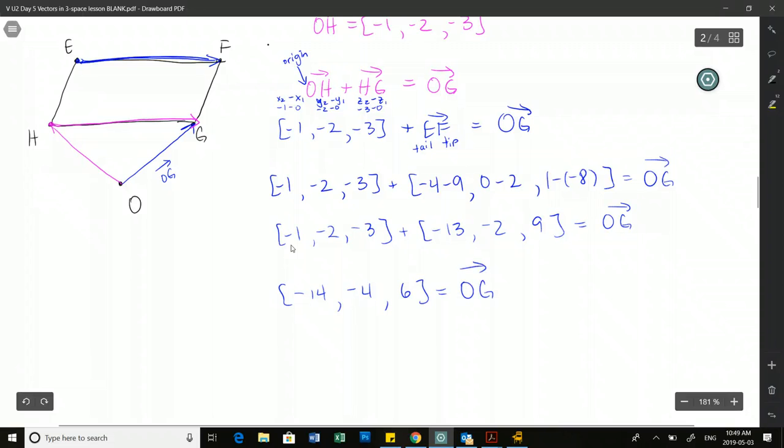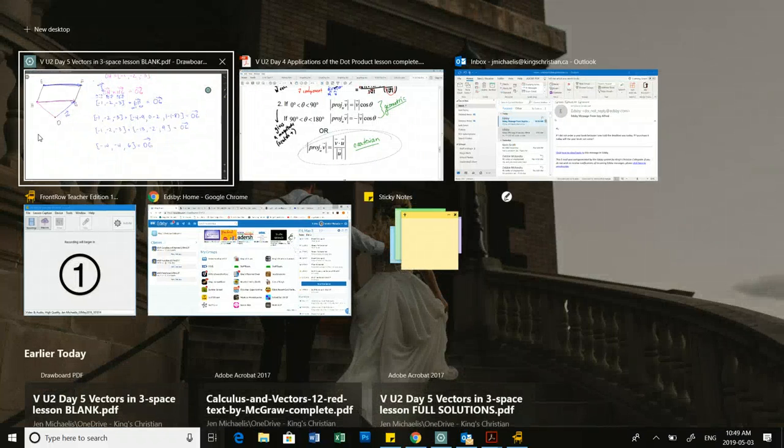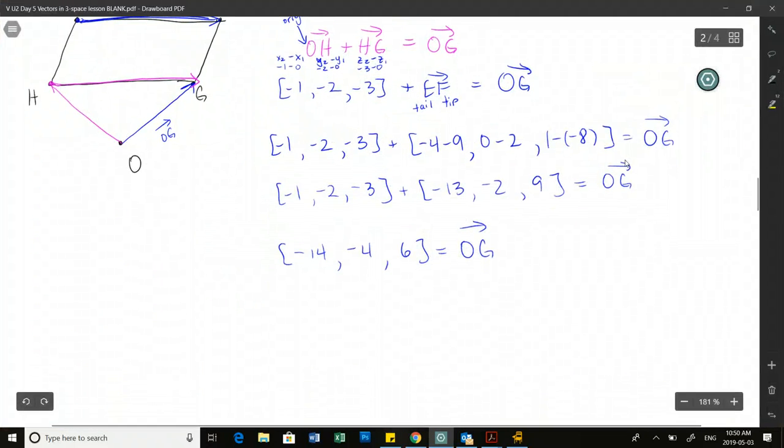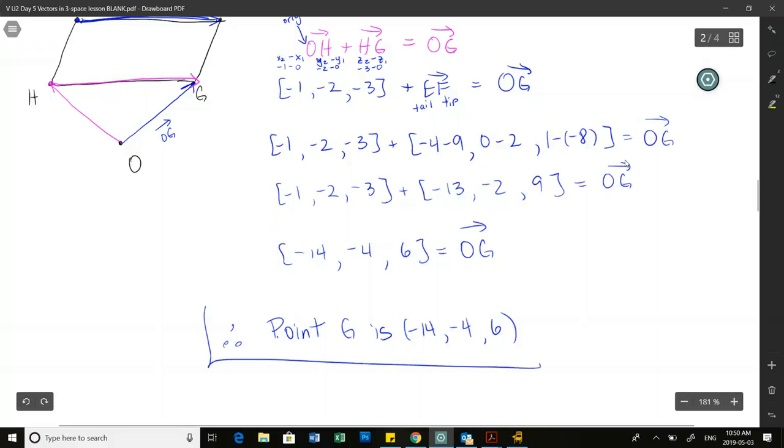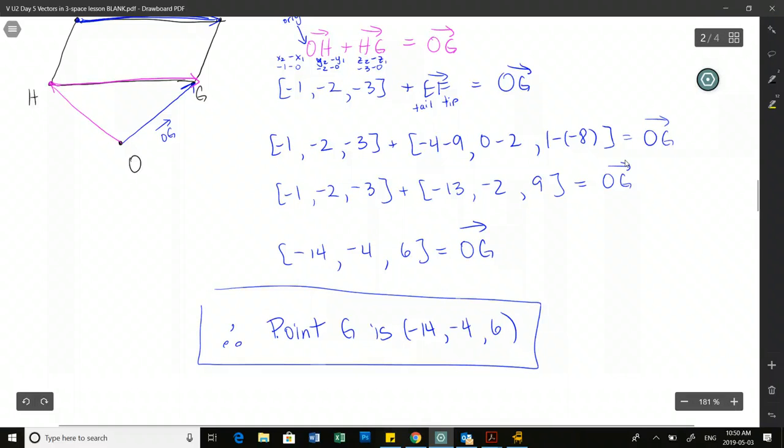So if this represents the vector going from 0, 0, 0 to the point G, can somebody tell me what the point G is? -14, -4, 6. Yeah, so point G is just this single point. So this is the vector, again, that goes from the origin to the point G. So we know that the point G is simply -14, -4, and 6. Okay, so in these types of questions, we have to kind of use the origin to help us out so that we can create vectors from those points. Okay?